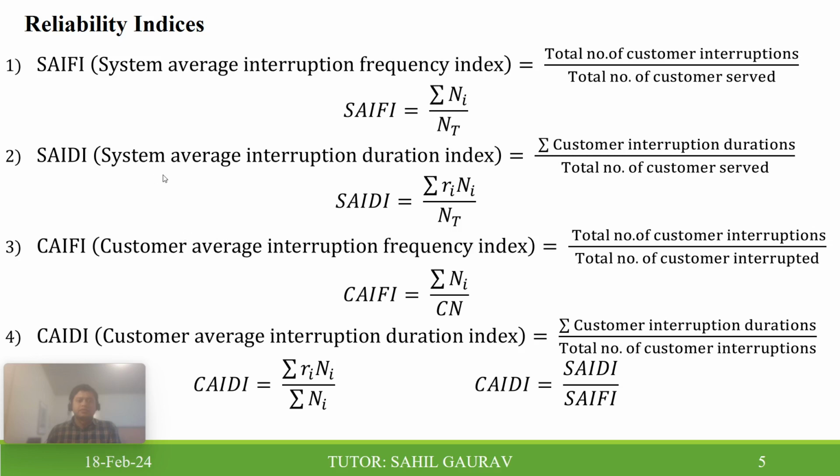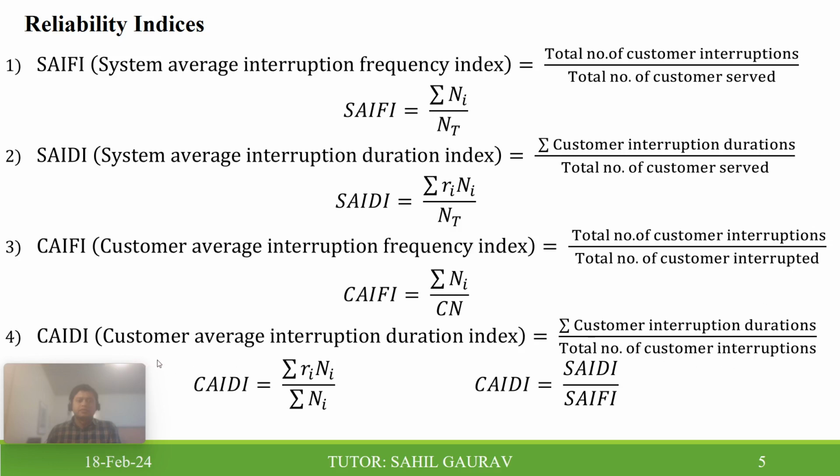And SAIDI means System Average Interruption Duration Index, that is the ratio of total customer interruption duration to the total number of customers served. And CAIFI means Customer Average Interruption Frequency Index, that is total number of customer interruptions to the total number of customers interrupted. And we will also see the difference between total number of customers interrupted and total number of customer interruptions, and how we can calculate both these values.